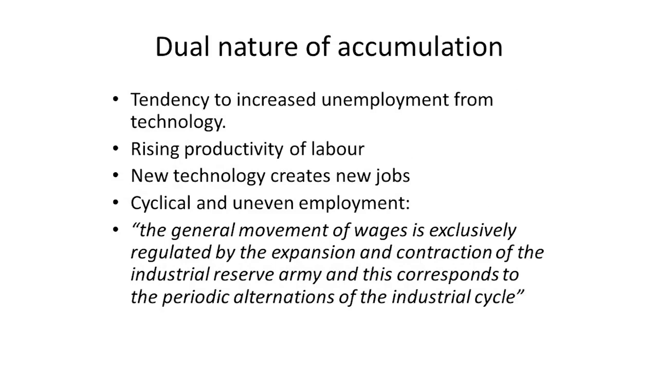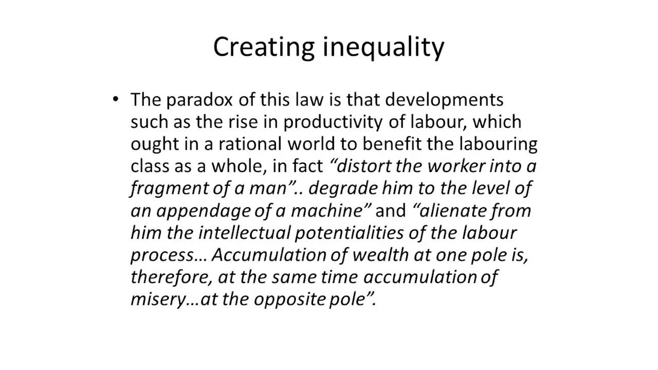So we have a dual nature. Capitalism is driving forward the technology in order to get the increased productivity of labour, but at the same time it's trying to displace labour. So you have this contradiction between rising productivity of labour and new technology creating new jobs, but also creating cyclical and uneven unemployment, so we get these cyclical movements, rising wages, then a fall in wages, a rise in employment, but a fall in employment due to this law. So the law creates a growing inequality, as Marx puts it.